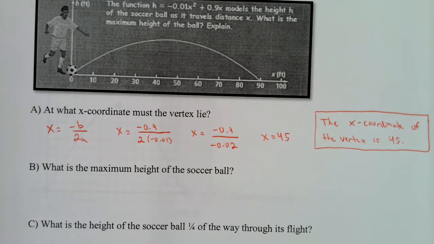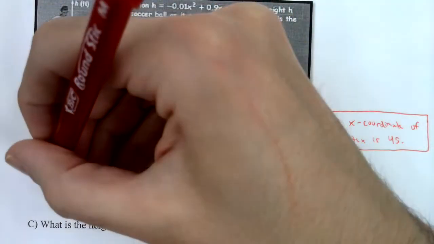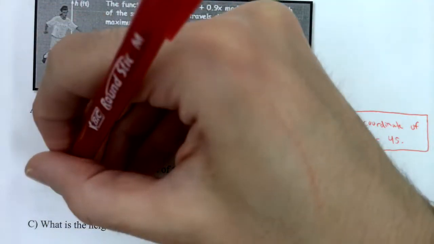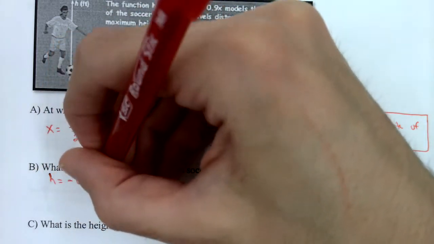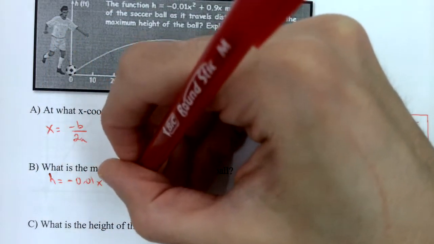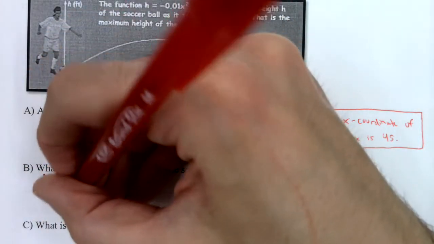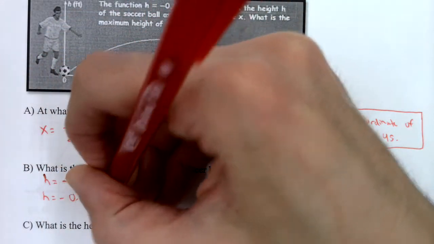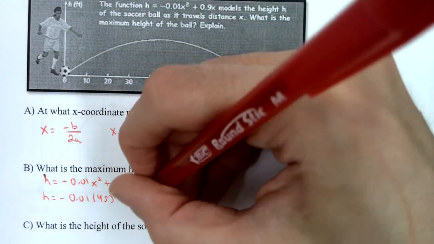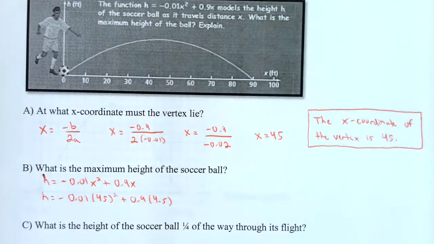What is the maximum height of the soccer ball? Whenever you hear maximum or minimum, you should be thinking vertex and need the y value of the vertex. So let me just copy down the original problem above. h equals negative 0.01x squared plus 0.9x. You're going to substitute your x value from part A in. So I'll do negative 0.01 times 45 squared plus 0.9 times 45.